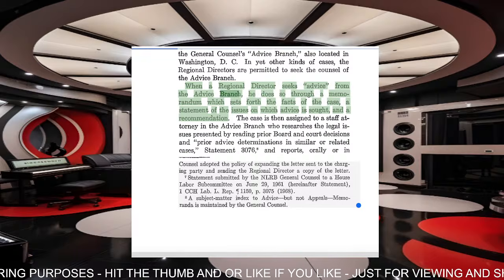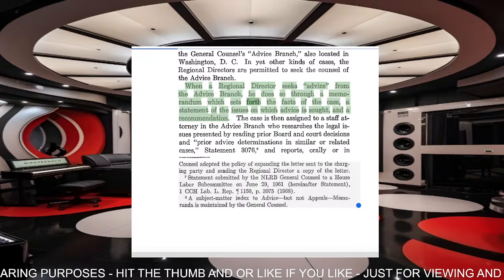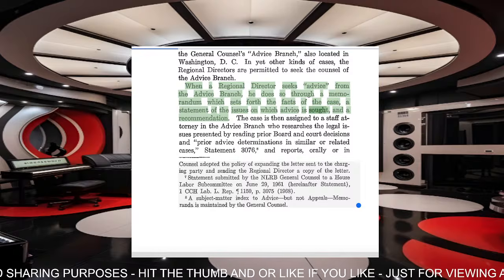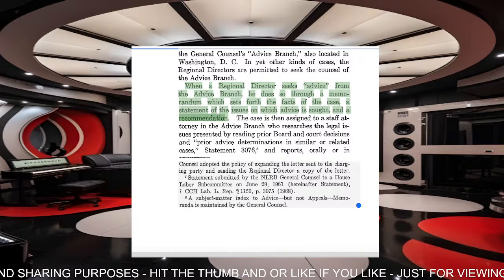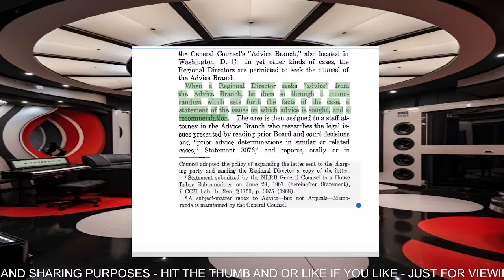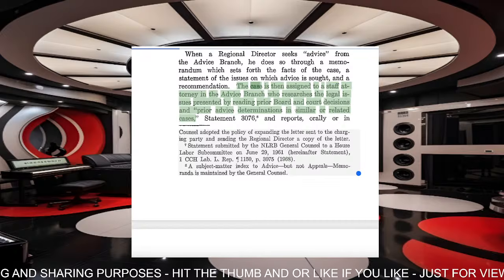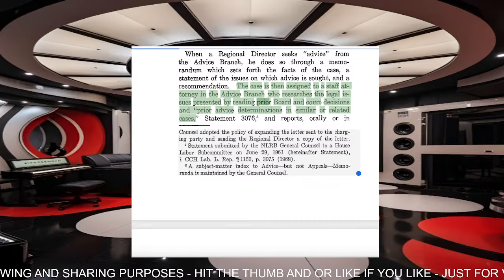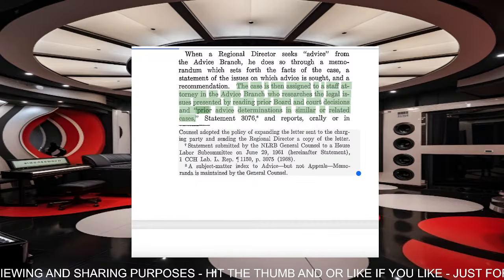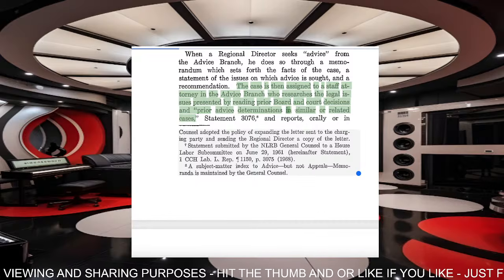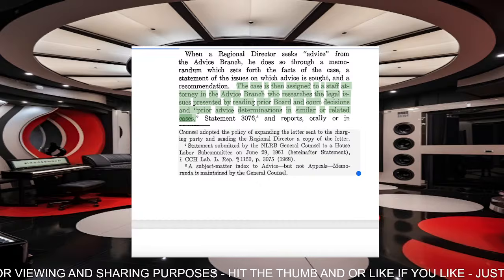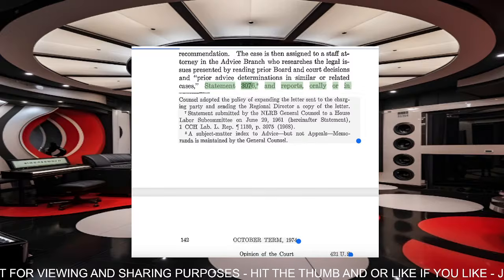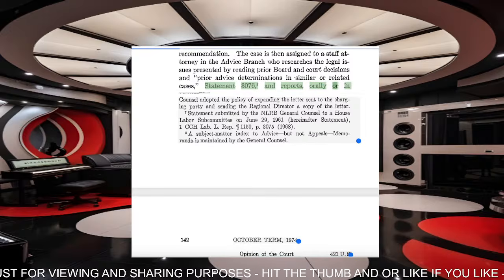When a regional director seeks advice from the Advice Branch, he does so through a memorandum which sets forth the facts of the case, a statement of the issues on which advice is sought, and a recommendation. The case is then assigned to a staff attorney in the Advice Branch, who researches the legal issues presented by reading prior board and court decisions and prior advice determinations in similar or related cases, and reports orally or in writing.